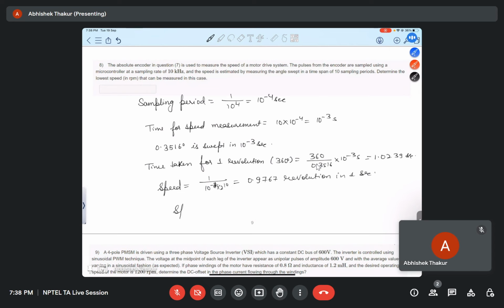So the speed in rotations per minute is equal to 0.9767 into 60. So that is equal to 58.6 rotations per minute. So the correct answer for this question is 58.6 rotations per minute.